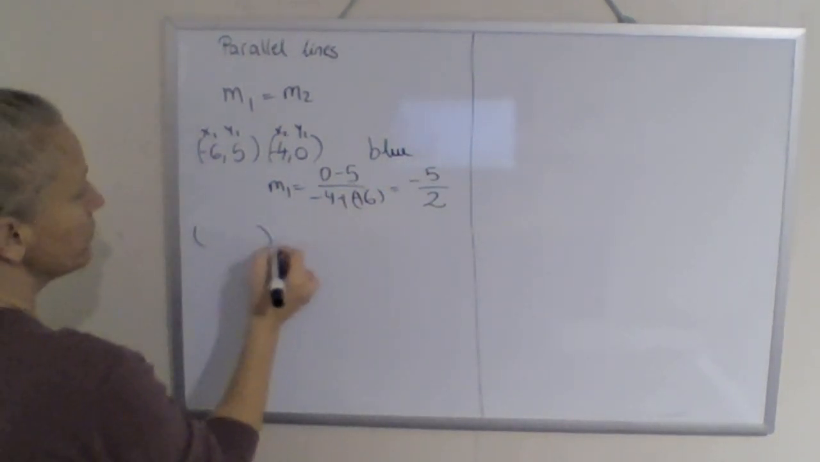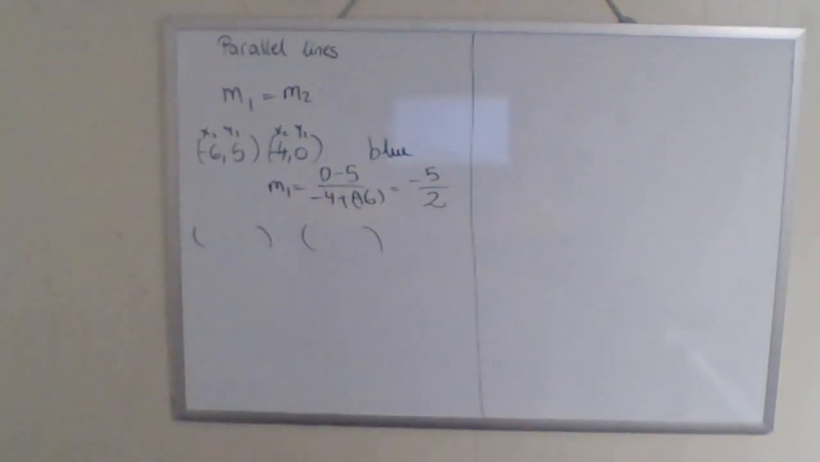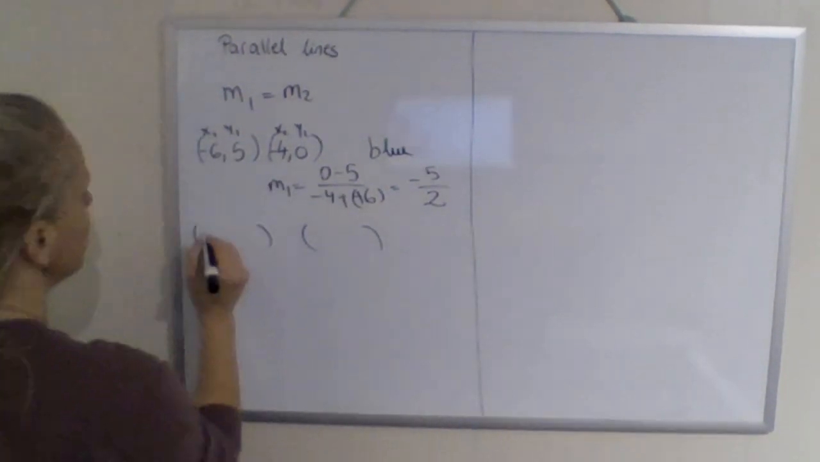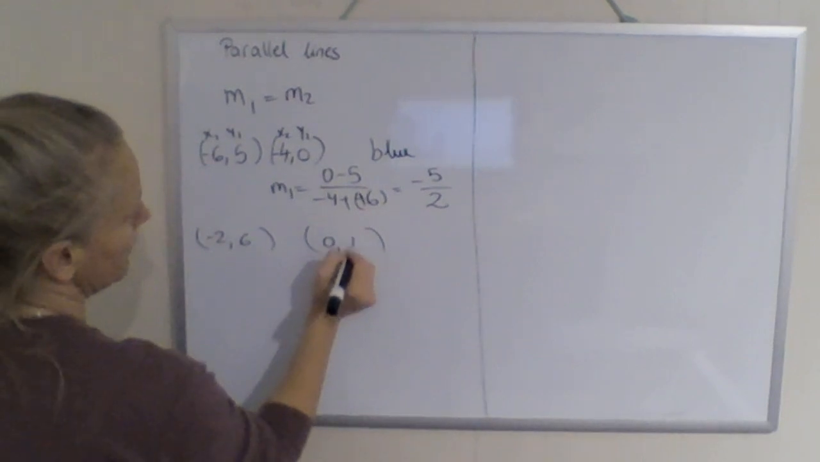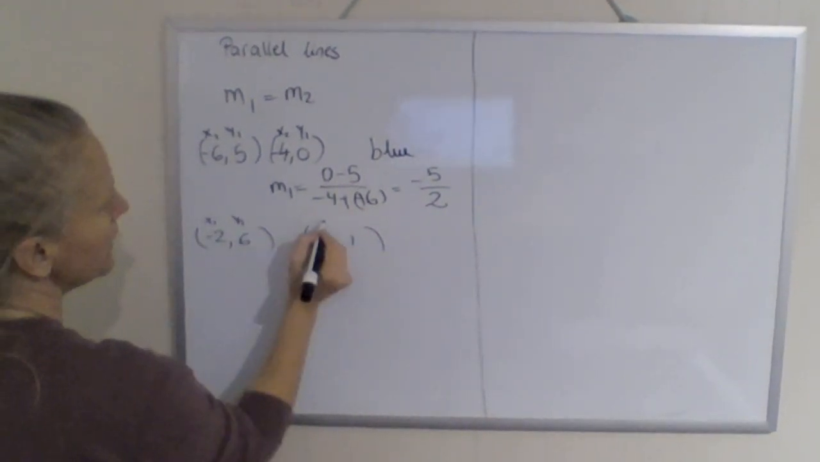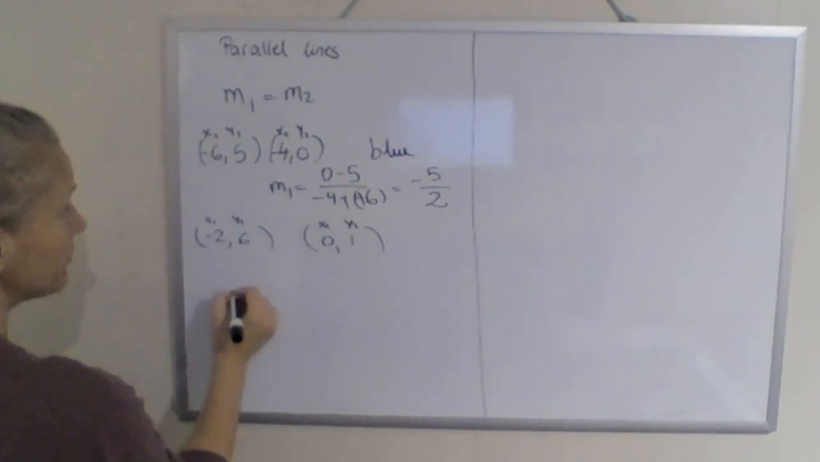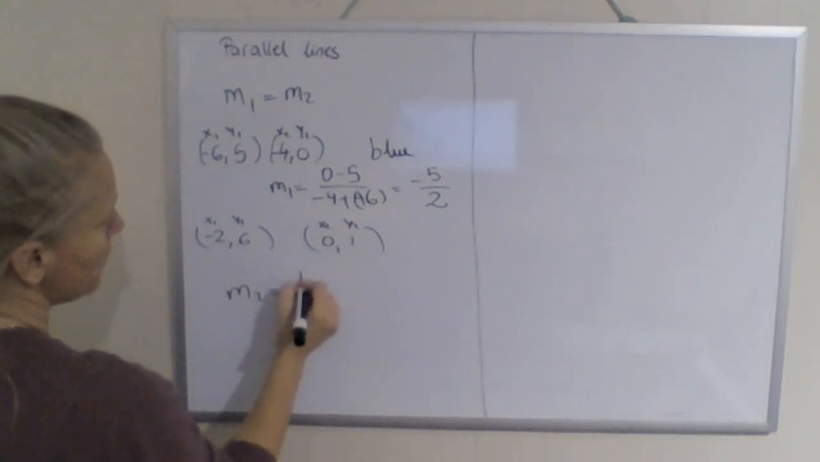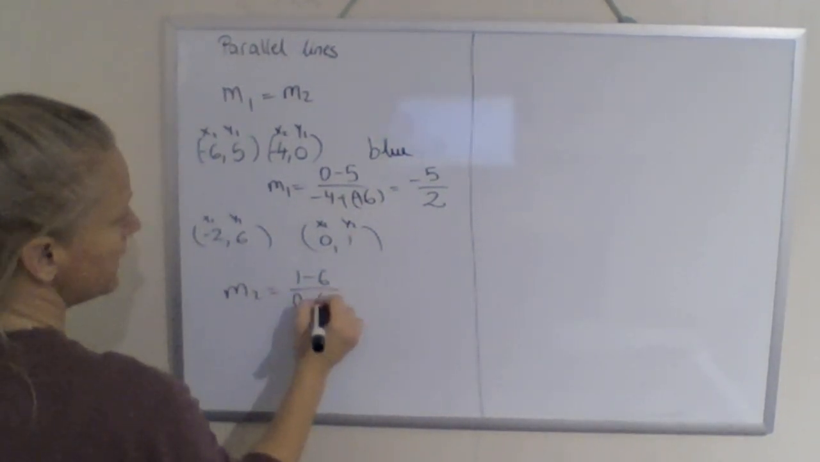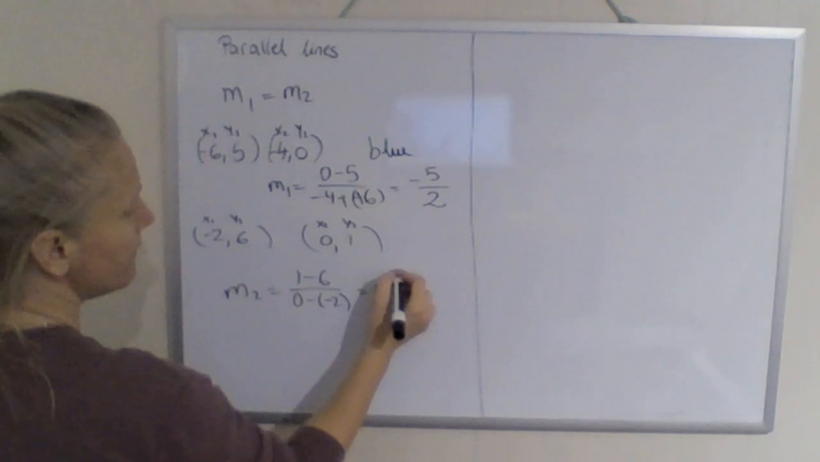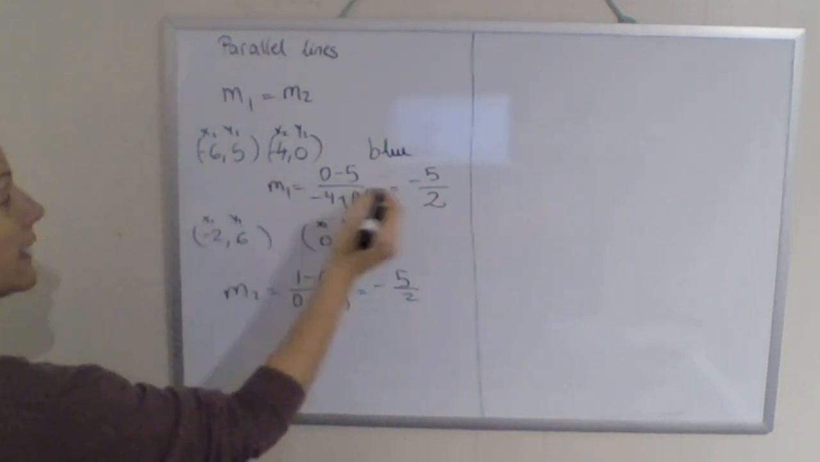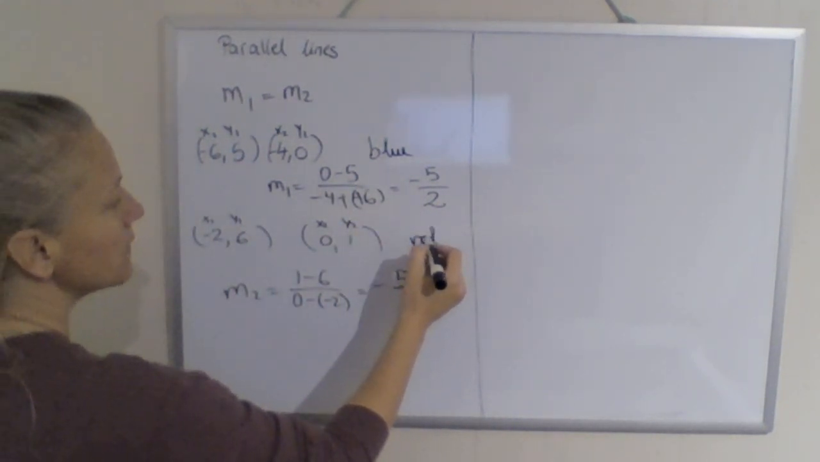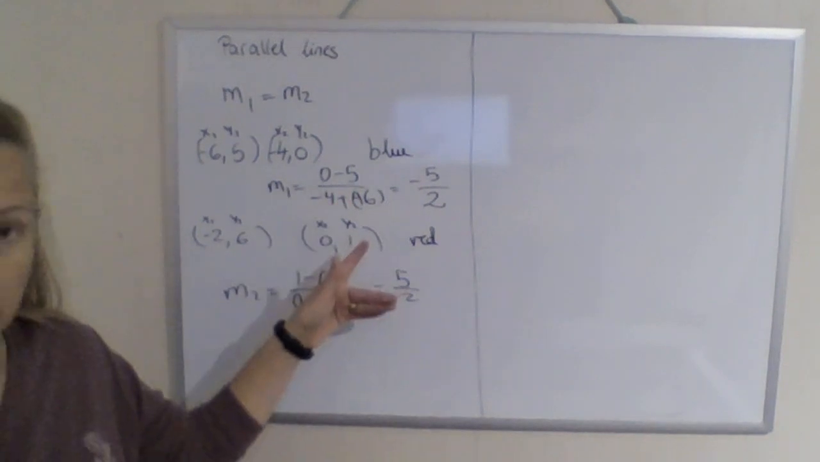For the second line, which is the red line, I have -2, 6, and 0, 1. x1, y1, x2, y2. My second slope is 1 minus 6 over 0 minus -2. -5 over 2. Clearly, the blue and the red line are parallel to each other.